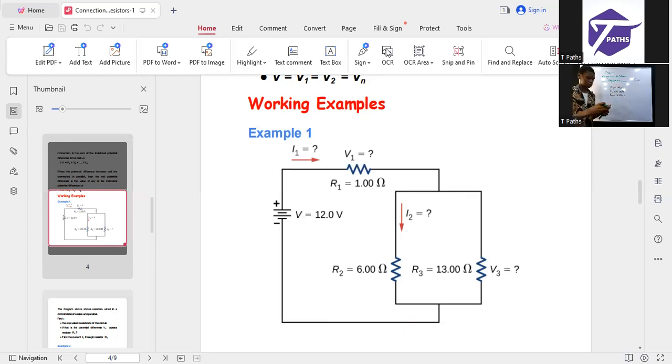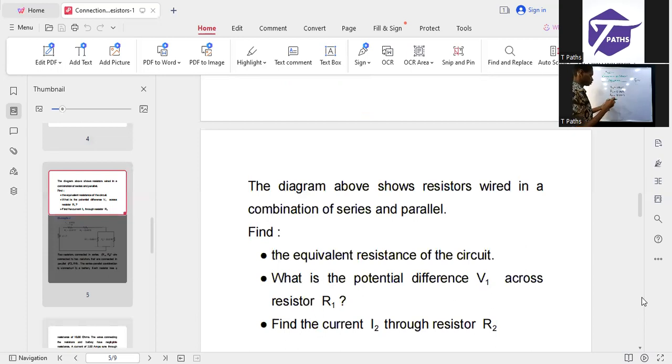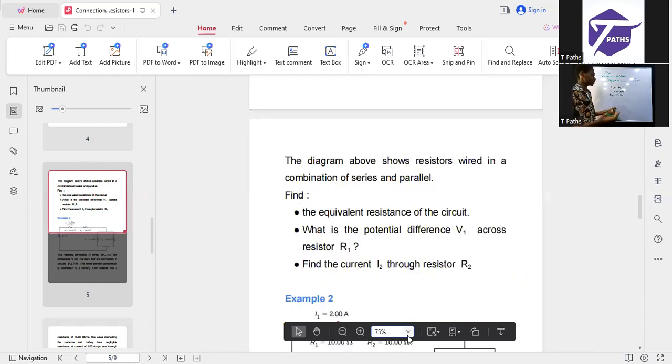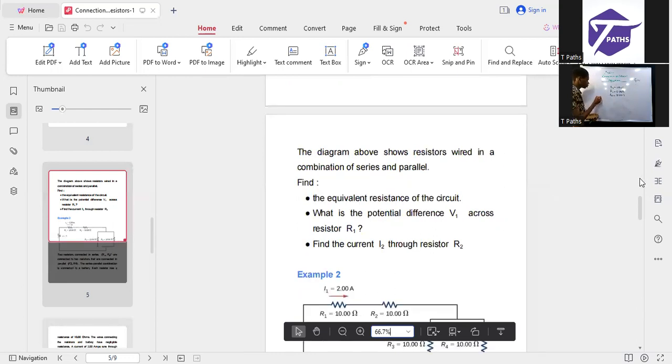Now let's move to the question. The question says the diagram above shows resistors wired in a combination of series and parallel. The first question says find the equivalent resistance of the circuit. That's the first thing I'll do. How do I find the equivalent resistance of the circuit?